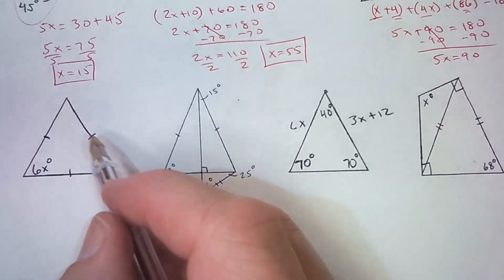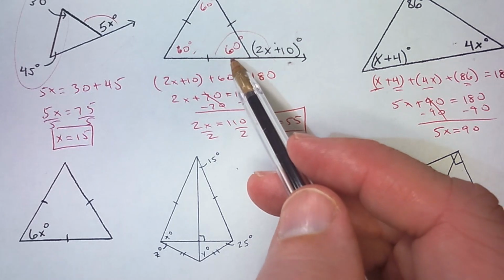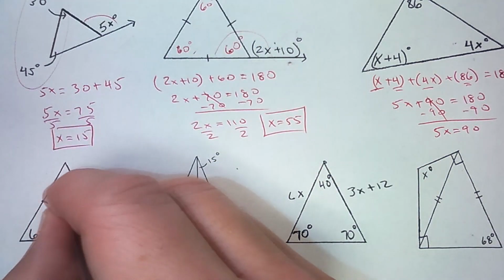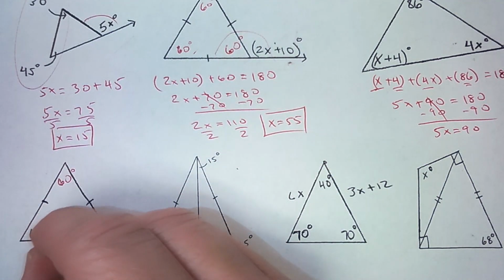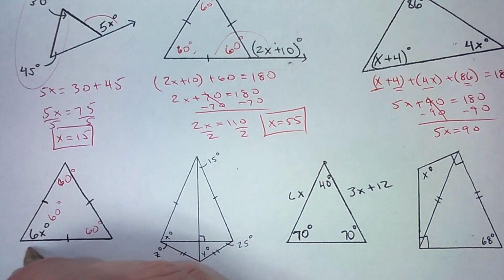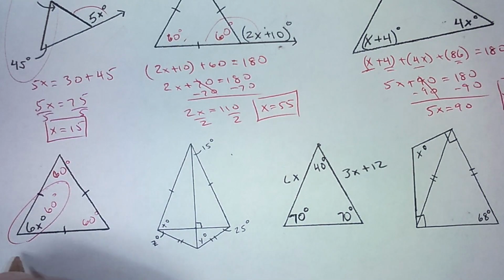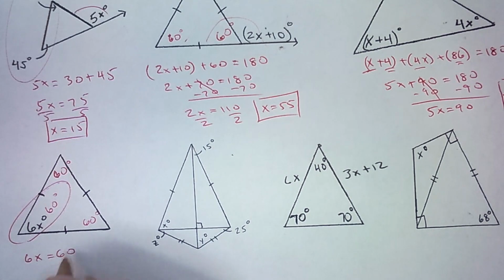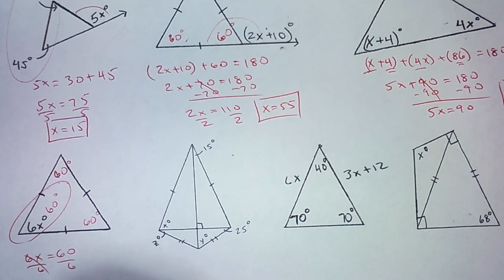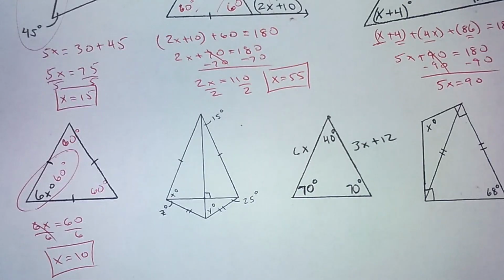Okay, here is another equilateral triangle, just like this one up here. An equilateral triangle is always 60, 60, 60. So I know 6x is equal to 60. And I can divide by 6. 60 divided by 6 is 10.